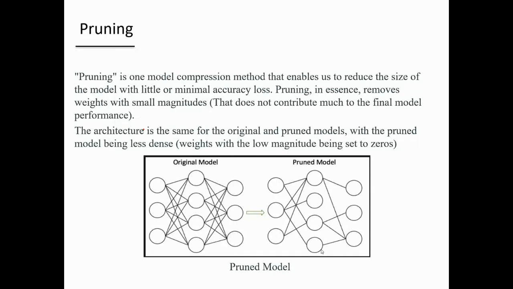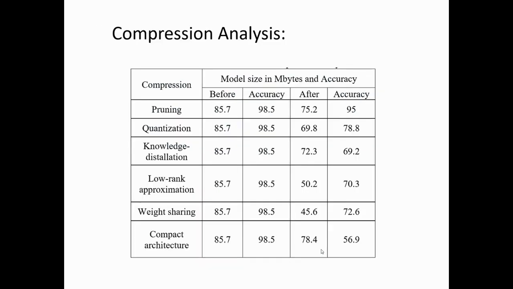And not only that, how the input weights are reduced before compression and after compression will be presented in this slide. It will be understandable. This is the compression analysis which we performed on our model. Pruning before compression gives 85.7 MB only. After that, how much accuracy it will generate is also filled in this table.